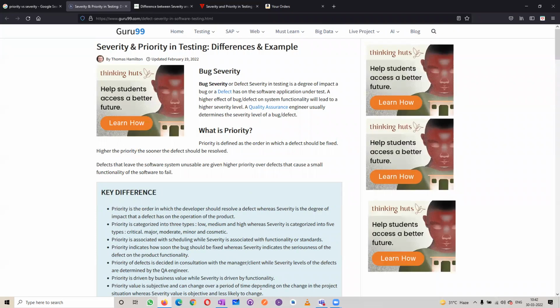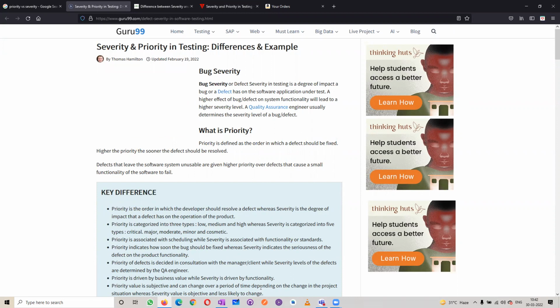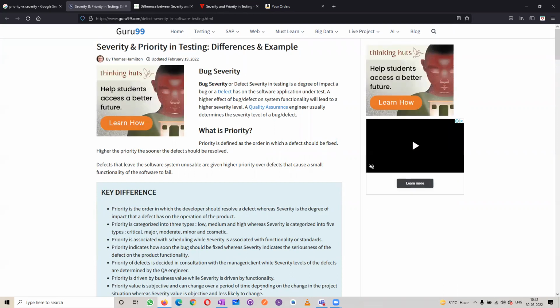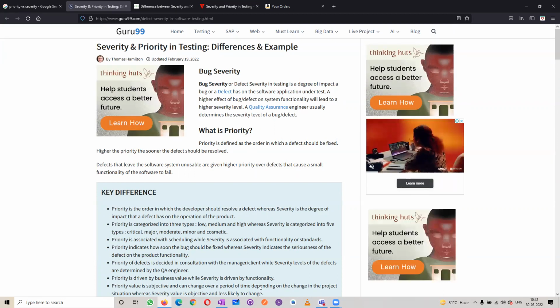Severity talks about the seriousness of the bug. How serious is this particular bug? Because the seriousness of a bug defines the priority of the bug. If it is a high severity, then definitely you need to fix it with a high priority, right? See, if I have a heart attack, I need immediate treatment, I need to have a bypass. Then the priority of that patient is also very high.